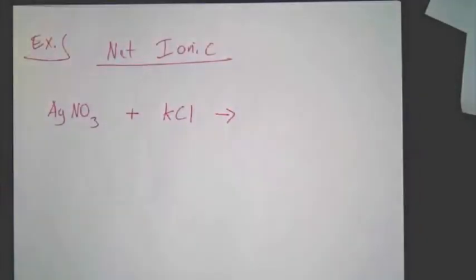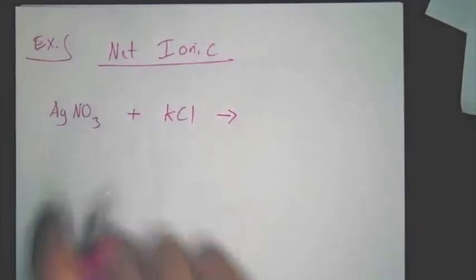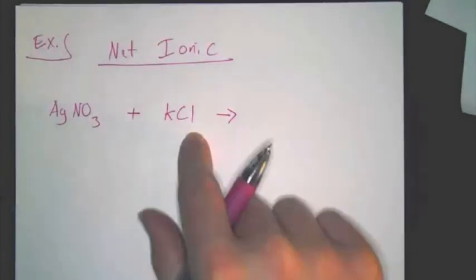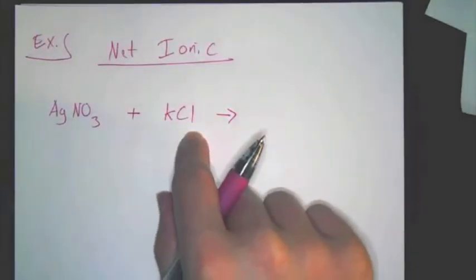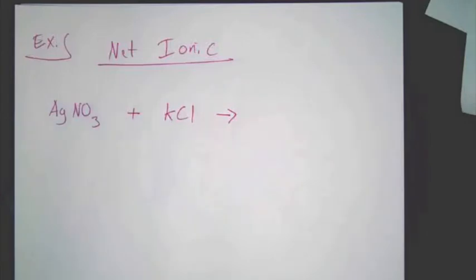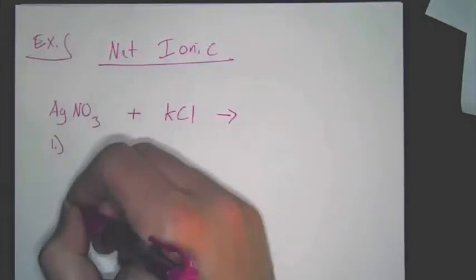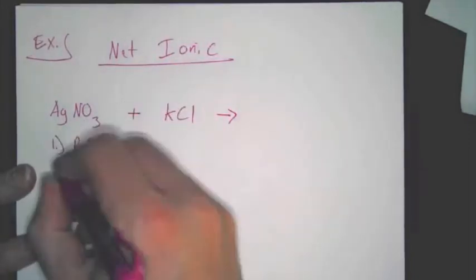I will record it. So the net ionic equation that we're going to look at here, we've got silver nitrate, we've got potassium chloride. Now, what you're going to be doing, there's 5 steps. All right, there are 5 steps that I want us to follow for balancing and then writing out a net ionic equation. First one is predict the products.